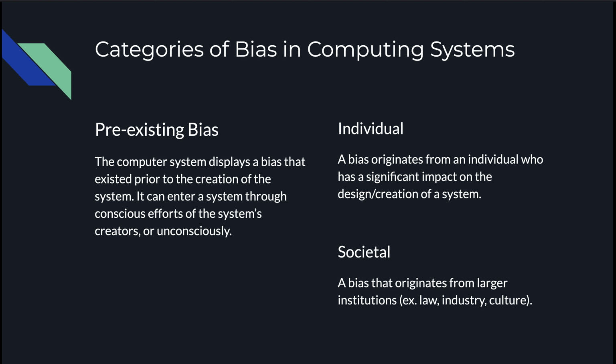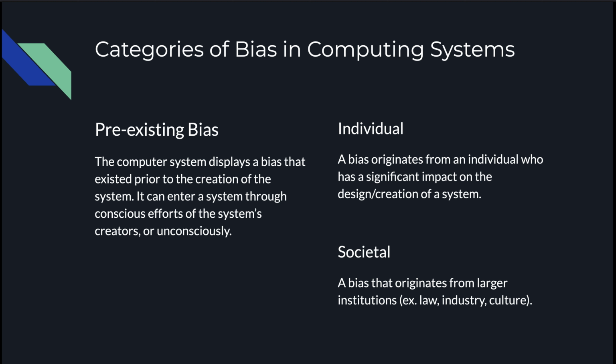The first type of bias in computing systems is pre-existing bias, which is a bias that existed prior to the creation of the system and can enter the system consciously or unconsciously. The pre-existing bias category is further broken down into 2 subcategories. An individual bias originates from an individual who has a significant impact on the design of the system. This might be a client who has very strong opinions about giving preference to hiring candidates who live within a 50-mile radius of the office, and so has the software vendor create a system that brings closer candidates to the top of the page when presented.